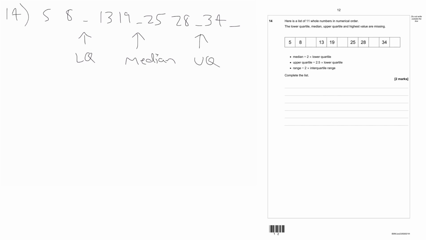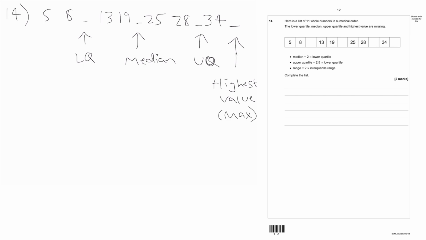So moving on to question 14, and we're given this number line here, and they are 5, 8, and we've got a blank, and then we've got 13, 19, blank, 25, 28, blank, 34, and then another blank. And what we're told is that the lower quartile, median, upper quartile, and highest value are missing. So given that they're in numerical order, let's just label these. So this is going to be our lower quartile, this is going to be our median, this is going to be our upper quartile, and obviously this is going to be the highest value, which I'm just going to call max.